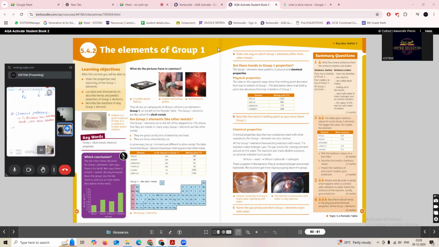So we are talking about group 1, right? Group 1 elements are very reactive.